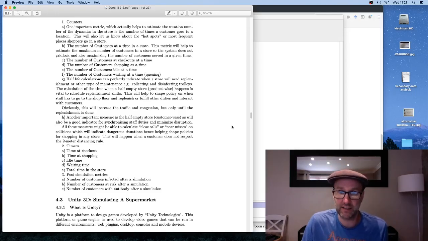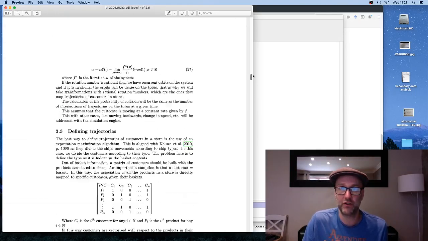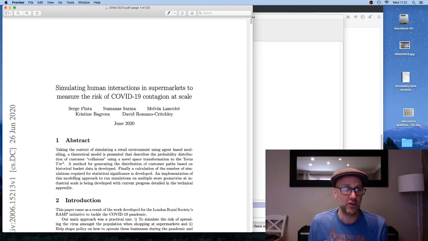So there it is. That's RAMP. That's one of their first outputs, simulating human interactions in supermarkets. And it's fantastic. It's fantastic that these guys are giving their time to do this and helping society get past this pandemic.